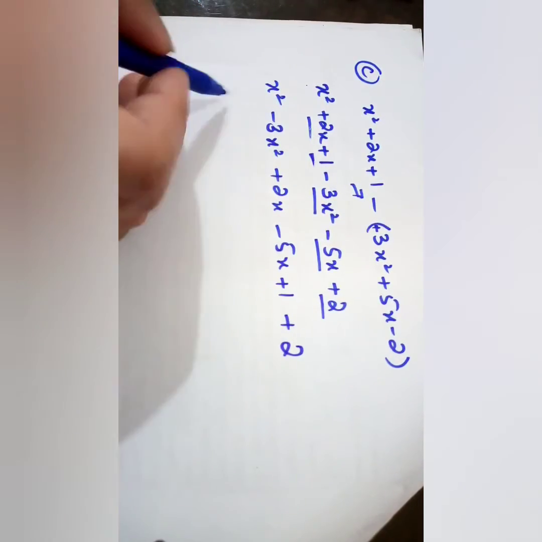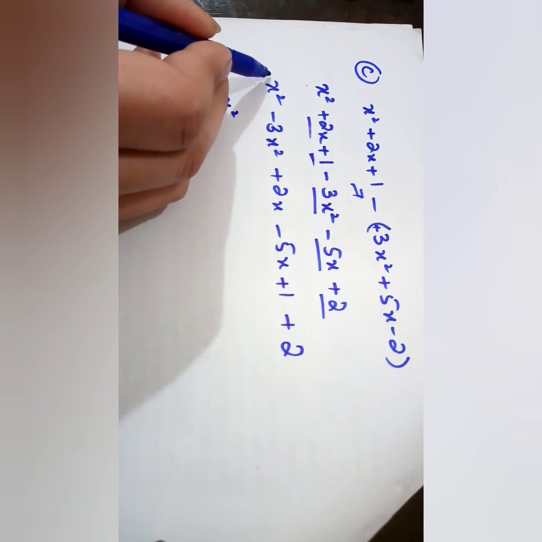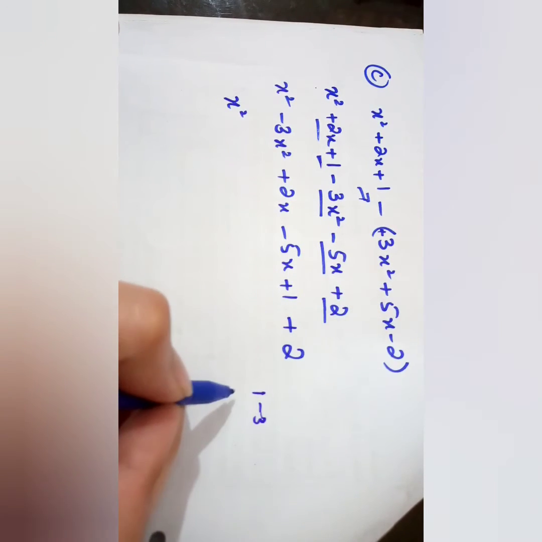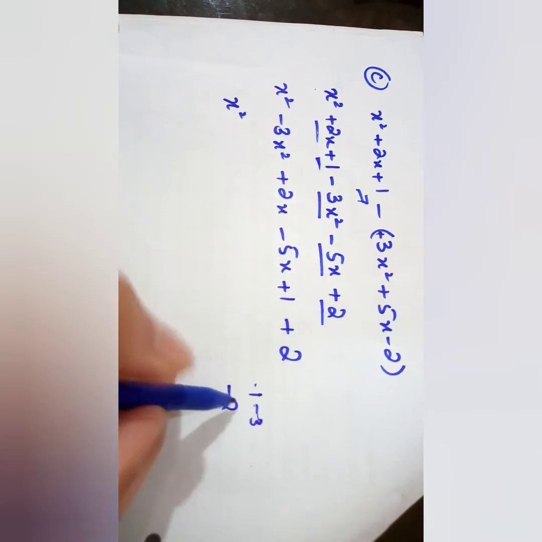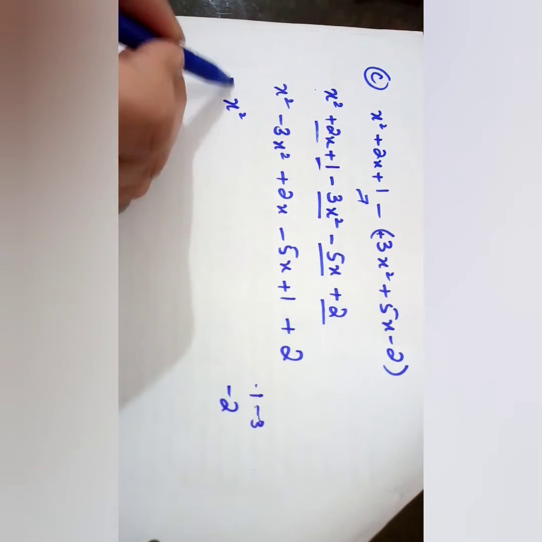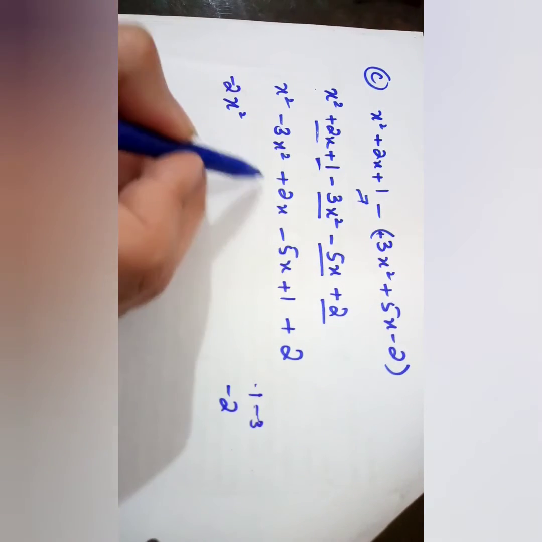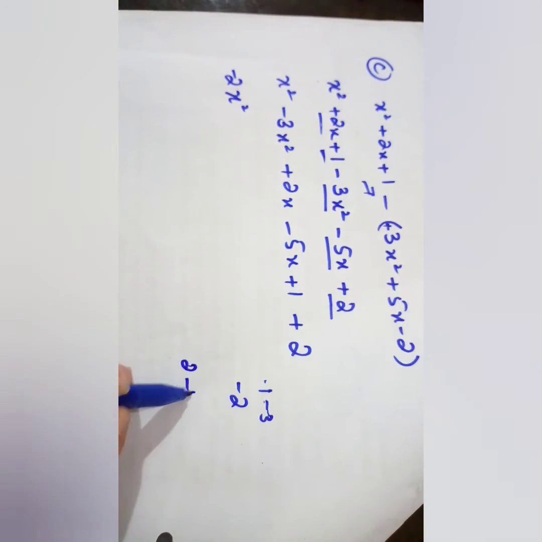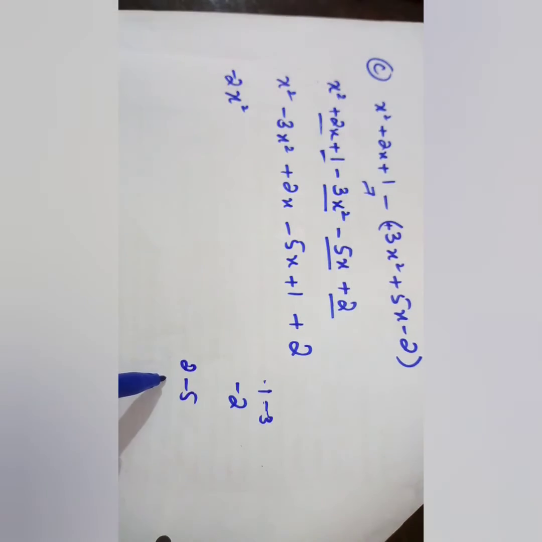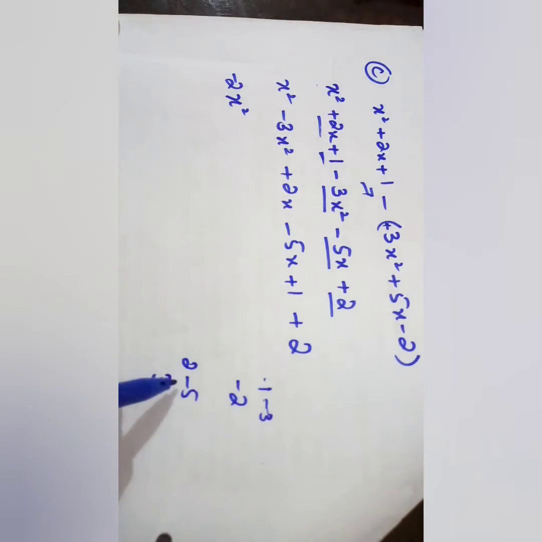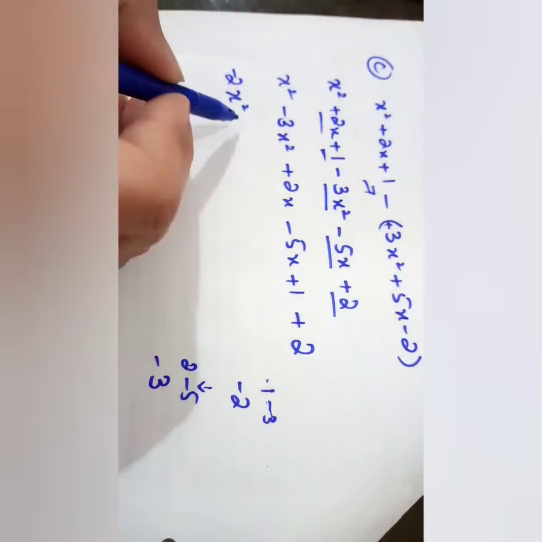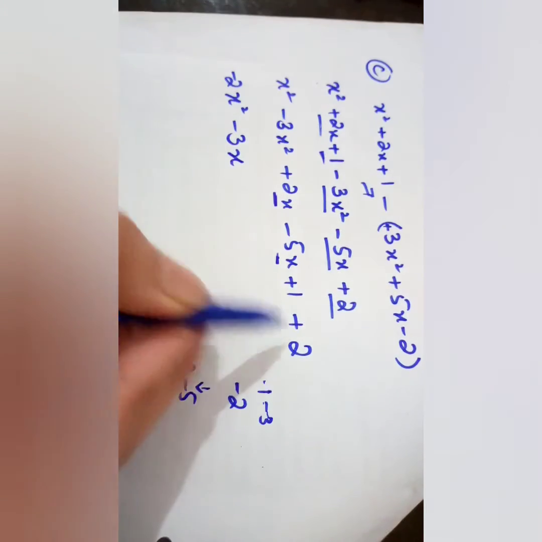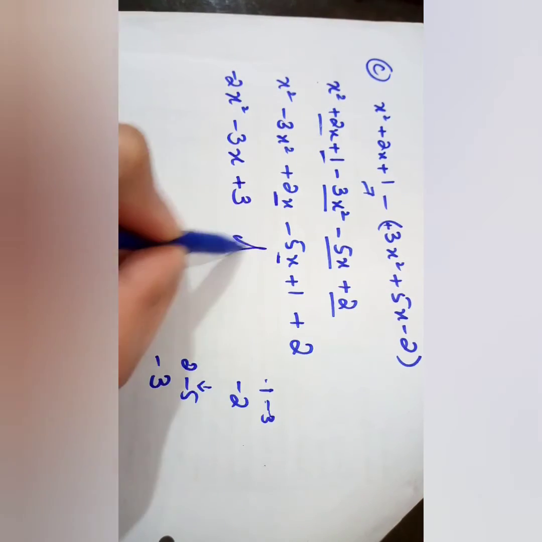Now solve the variables. Again x square. What are the coefficients of this x square and this x square? 1 and minus 3. 1 minus 3 is equal to minus 2. Plus minus minus, and we always place the sign of the greater term. So minus 2. Then 2x minus 5x. Again 2 minus 5. Plus minus minus. So 3. And what is the sign of the greater term? Minus. So minus 3 and the variable is x. Plus 1 plus 2. So it will become plus 3.